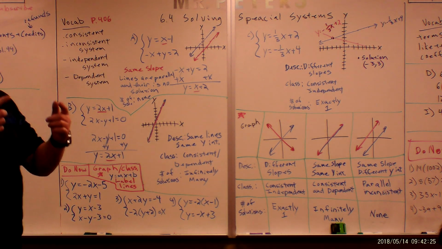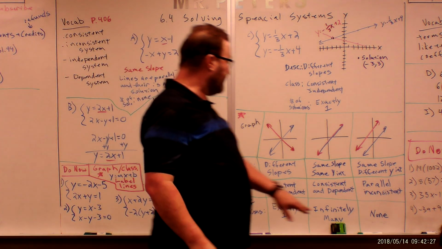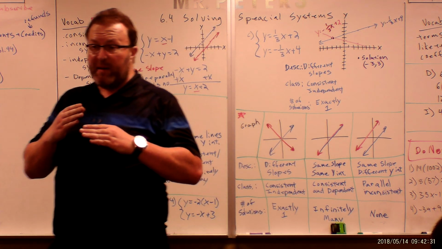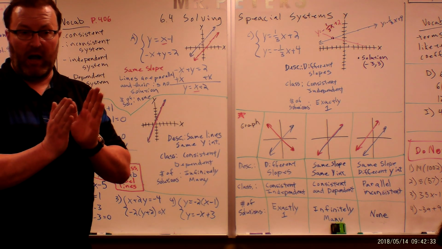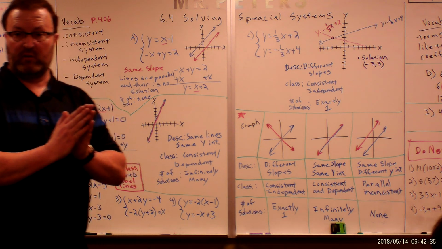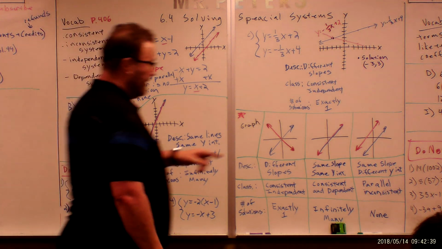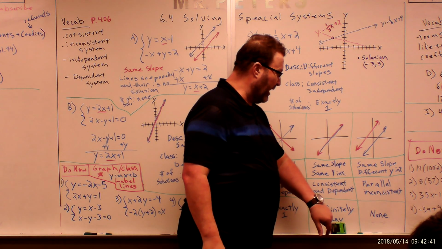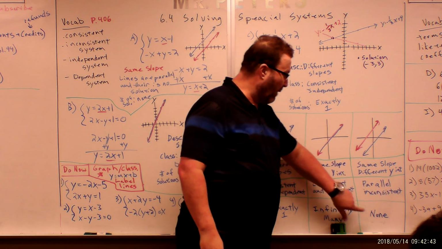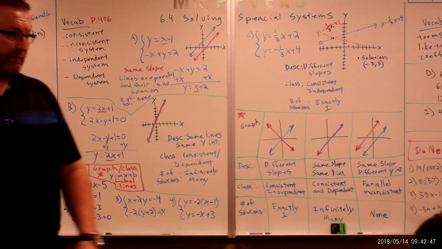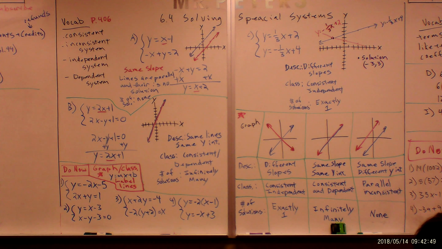So that part's easy as far as memorizing. The other part that's easy to memorize is how many solutions they have. What solutions means is crossing the line. If they're parallel, they can never run into each other. So it's none. Okay? Same slopes, different y. The lines are parallel, and we call them inconsistent. They're inconsistent of each other. Okay? Are we good so far?